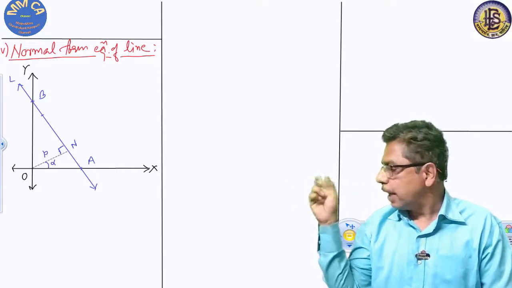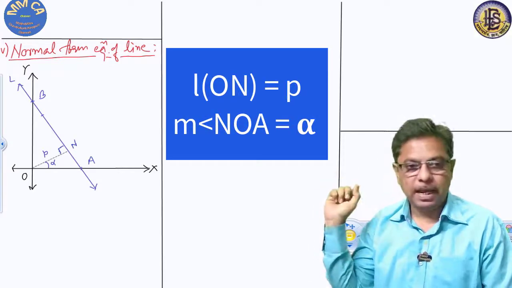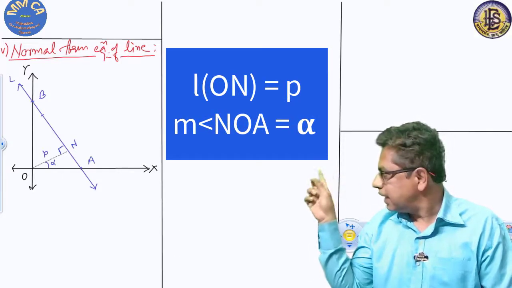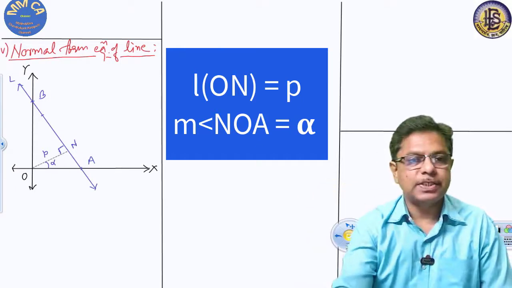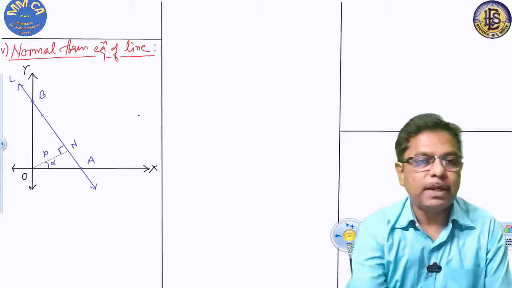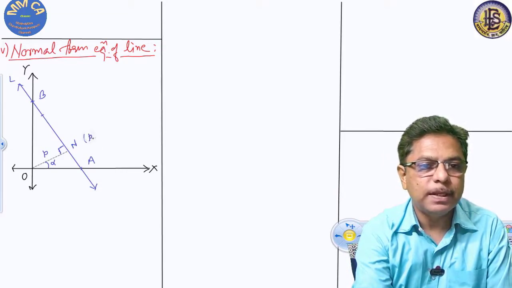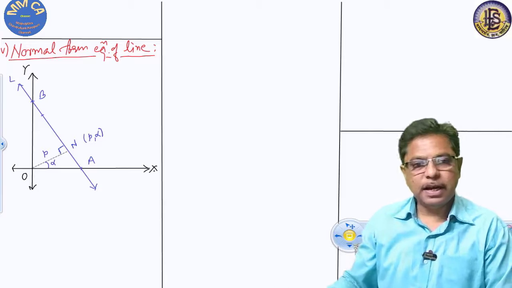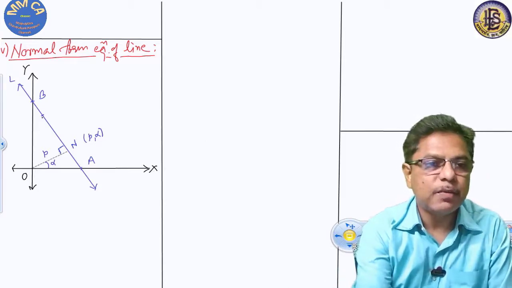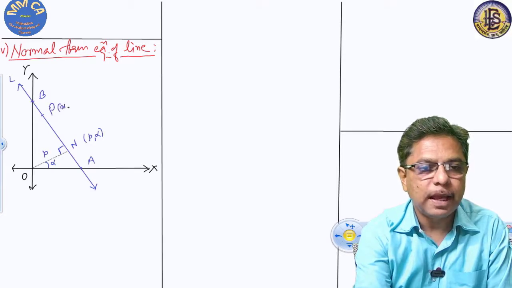This normal line segment ON has a length equal to small p, and it makes an angle alpha with the positive direction of x-axis. Now we may consider N as the polar coordinates, small p and alpha. These are the polar coordinates of N. So we can find the Cartesian coordinates. As usual, we consider the general point of this line, it is capital P(x, y).